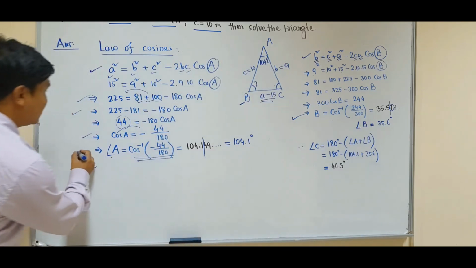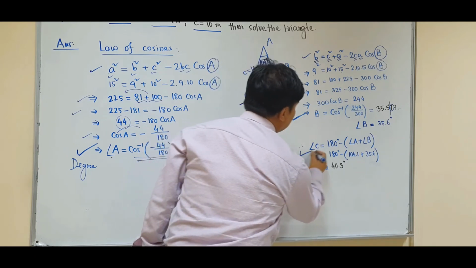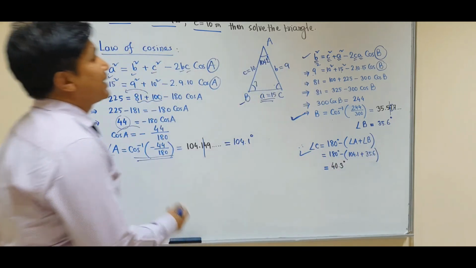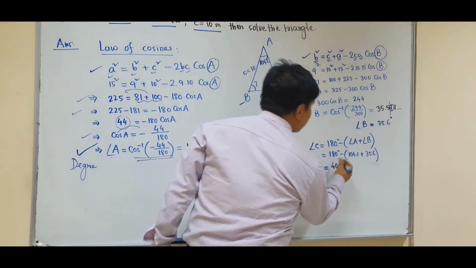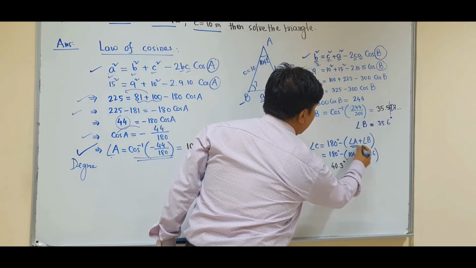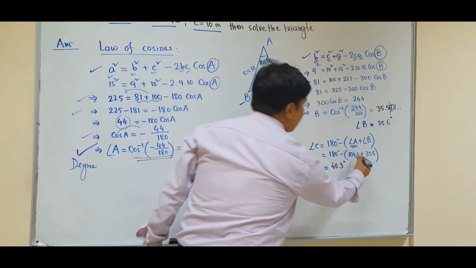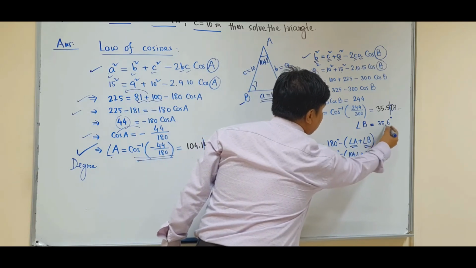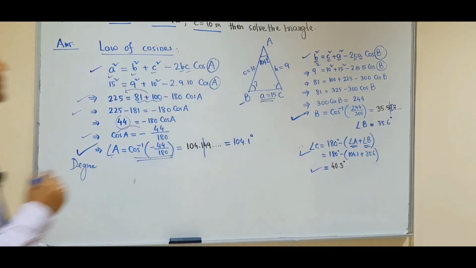Now you see, you know angle A and you know angle B. So to find angle C, we will use the sum of three angles formula, and that gives you 180 minus angle A. How much is angle A? 104.1. What is angle B? That is 35.6, and from this calculation we get C. So this is how we can solve a triangle.